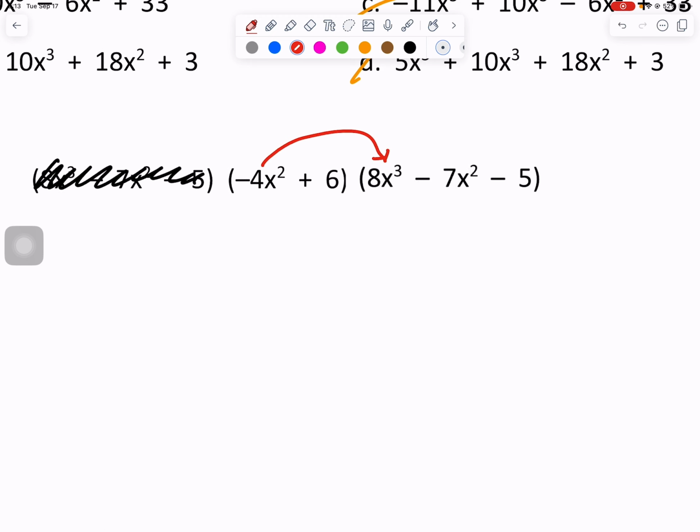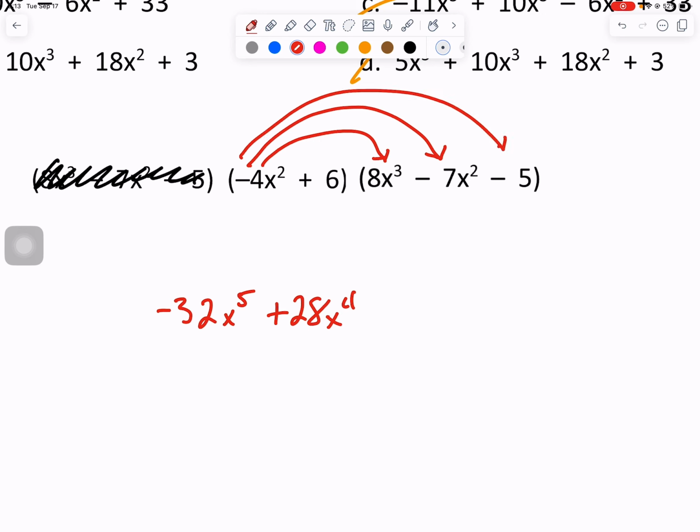-4x squared times 8x cubed. I think I heard it shouted out. Yes, -32. But what is it? x to the 5th, because remember, we multiply the coefficients and we add the exponents. We will do -4x squared times -7x squared, giving us a positive 28x to the 4th. Wonderful job.